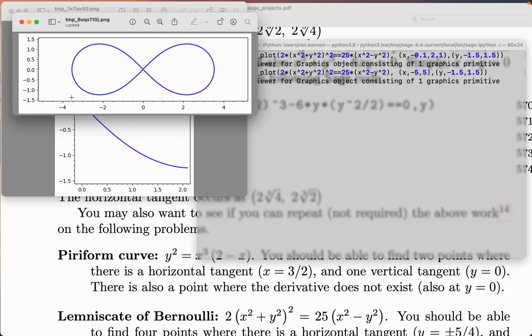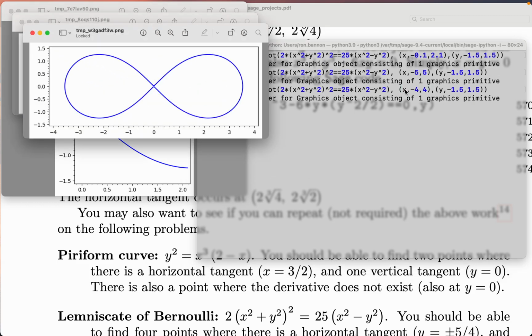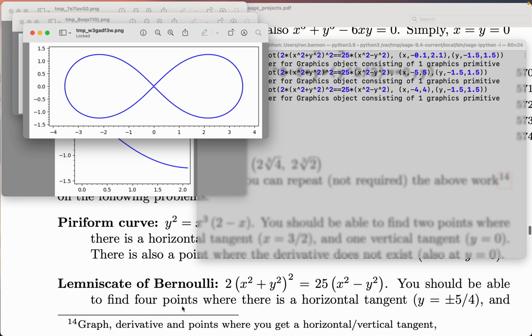And I think I went a little bit too far there. I'm going to minus 4 now. I'm going to change a little tiny bit. And again, what's nice about software, it's quick. That's a better picture. And certainly, I want to read through it for you. It says, you should be able to find 4 points where there's a horizontal tangent. And they say plus or minus 5 quarters, which is 1.25. And let me take a look at that. 1.25. I think I might have copied something wrong over here.